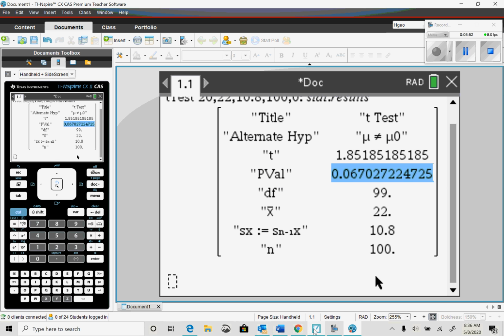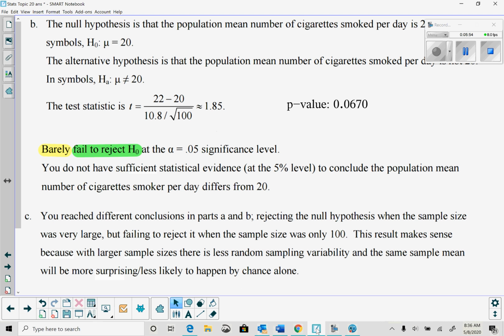Okay, so again, we just saw the t-value 1.85 and the p-value here of 0.0670. Now, if we're using alpha is 0.05, this p-value is greater than that. It's just a little bit more than that. So again, that's what the authors there are saying. We barely, but we have to fail to reject the null hypothesis because our p-value is too big. Not by much, but if that's our cutoff point, then that's our cutoff point.